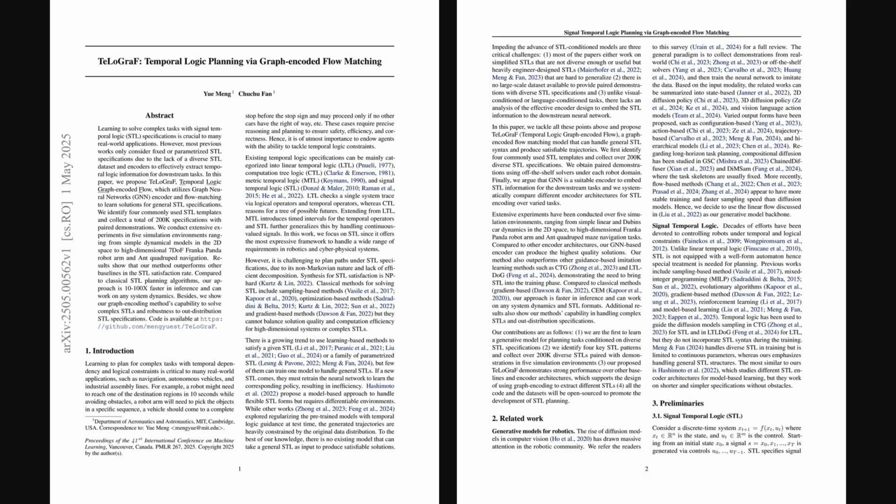So, to wrap things up on TeLoGraF, it really seems to offer a powerful new way for AI to understand and follow complex, timed instructions, formally specified using Signal Temporal Logic. The big takeaways are its impressive speed and accuracy compared to other methods, and how its graph neural network encoder makes it robust, even with unfamiliar instructions. It achieves this by using flow matching, which is a technique where the AI learns to generate the required sequences of actions or trajectories to satisfy those instructions.